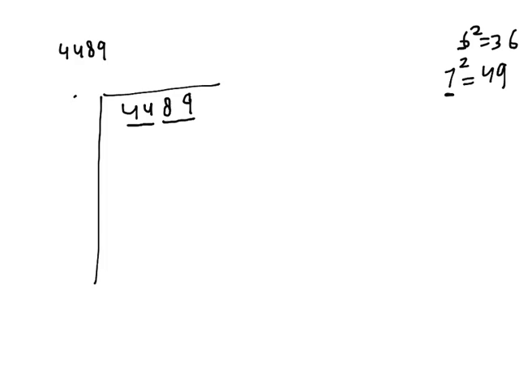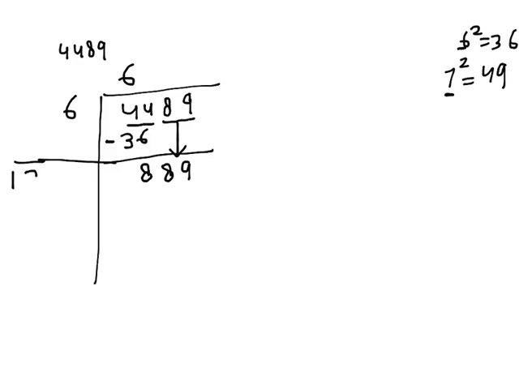So we copy 6 over here and 6 over here. 6 times 6 is 36. Now the next step: we subtract. So what do we get? 8. Then we copy the next pair, that is 89, over here. And on the left side, we double this digit. 6 times 2 is 12.